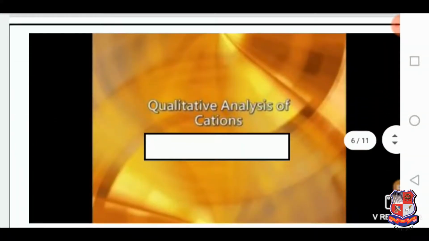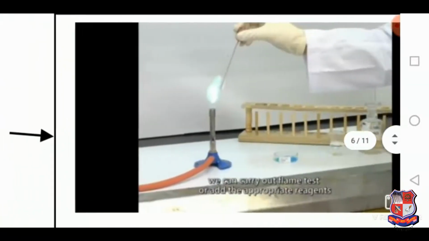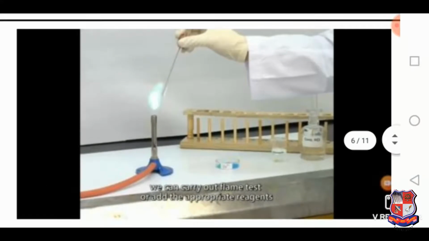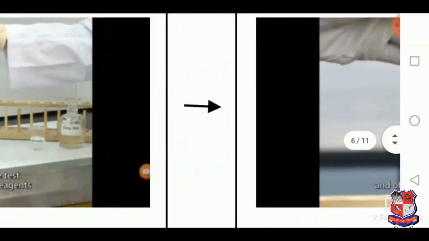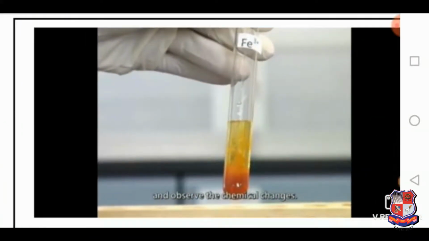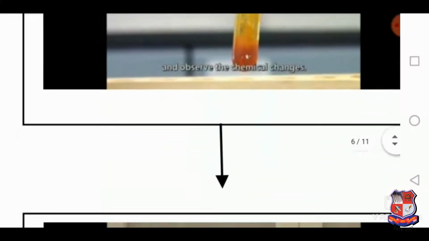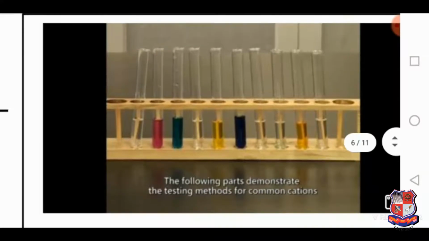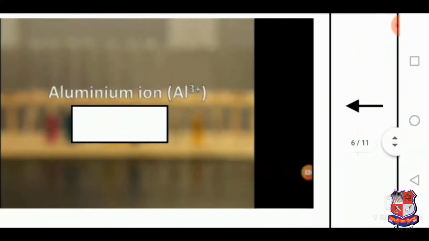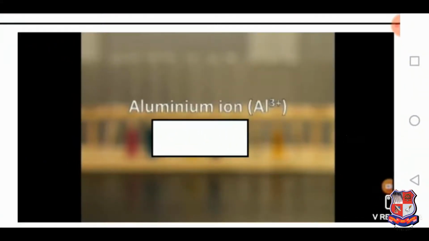Now we will see about the qualitative analysis of some cations. For the analysis, we can use the flame test or addition of appropriate reagent to see the observation of any chemical changes occur in the test tube. In the following parts, it is a demonstration of the testing methods for common cations. First, we will see about the aluminum ion.